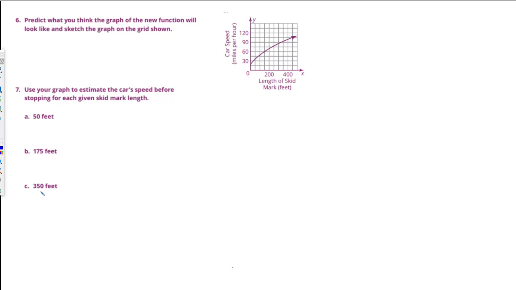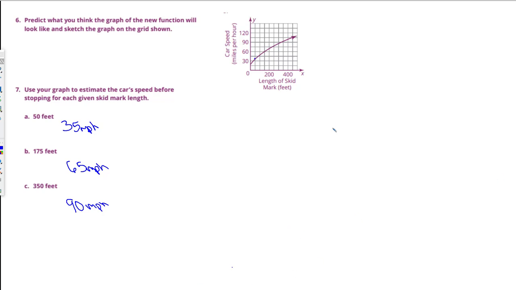And so that means that I'm going to be looking at 50, which would be right here, and trying to figure out what that number is. And so I put that at 35 miles per hour. At 75 feet, I said that was about 65 miles per hour when I made my estimation. And at 350 feet, that's about 90 miles per hour. A little bit more, but it's just about.